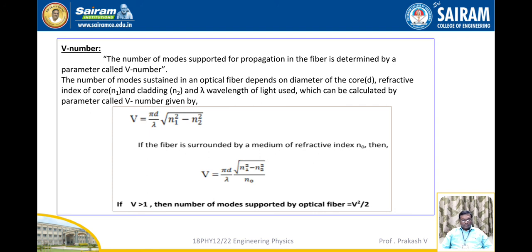For a value of V greater than 1, the number of modes actually supported by the optical fiber will be equal to V square by 2. So in this way we can calculate the number of modes supported by the optical fiber, that is equal to V square by 2.